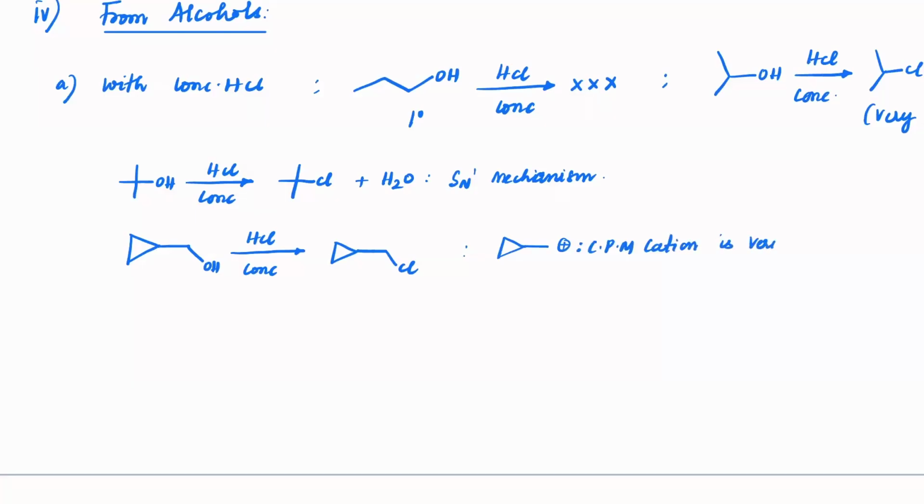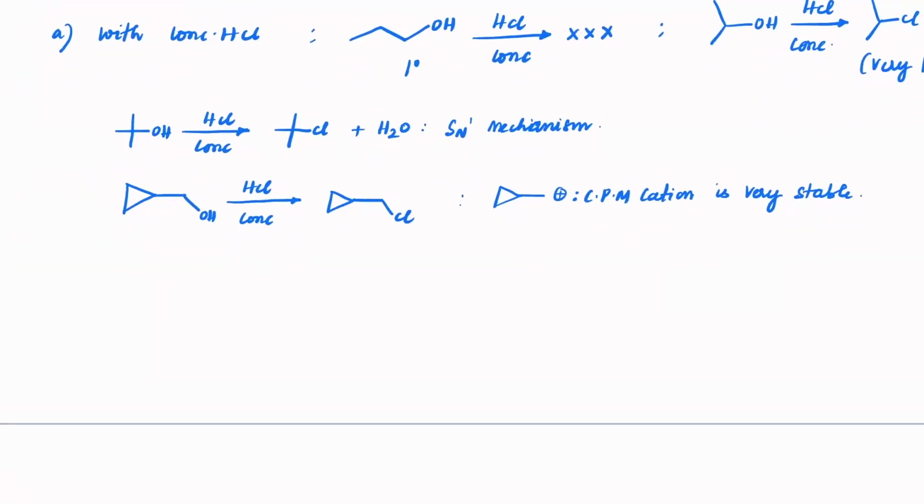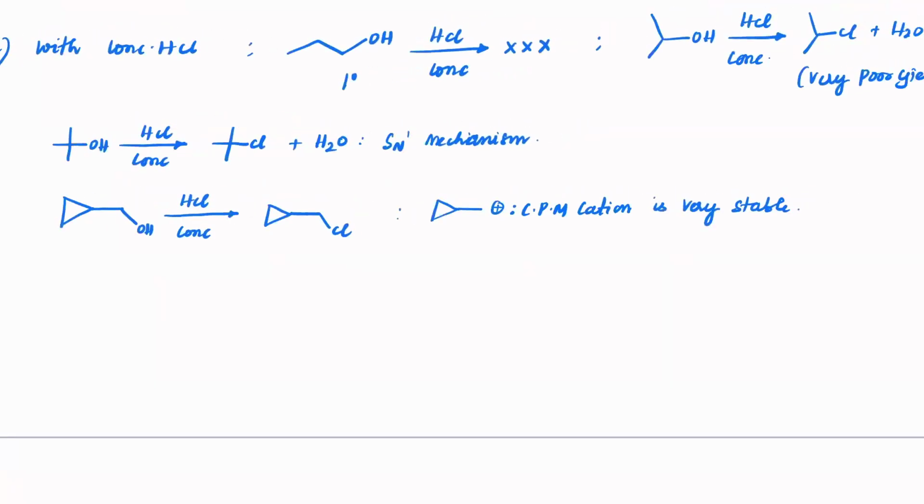Cation is very stable. That's the reason why this will happen. Okay. So I guess this part is clear. What will happen with concentrated HCl?